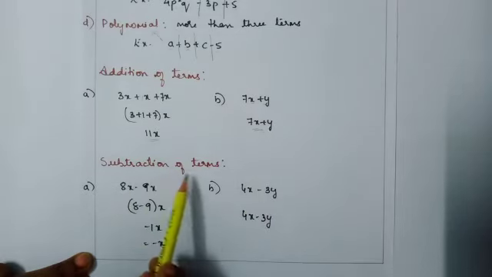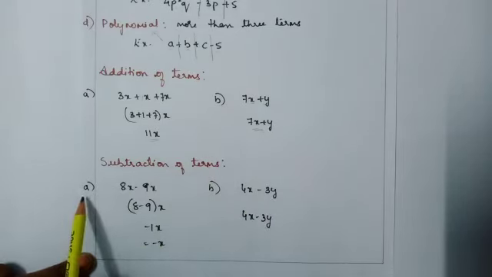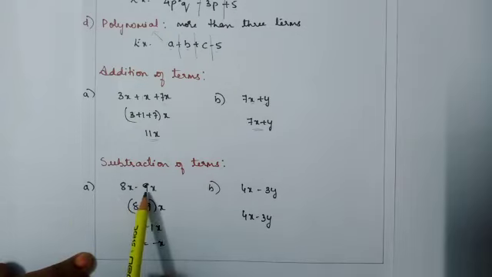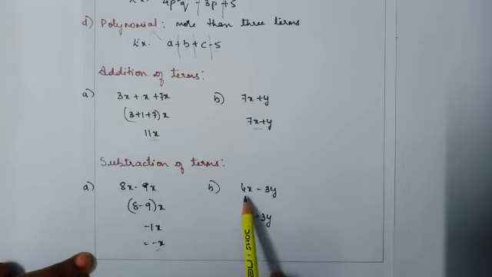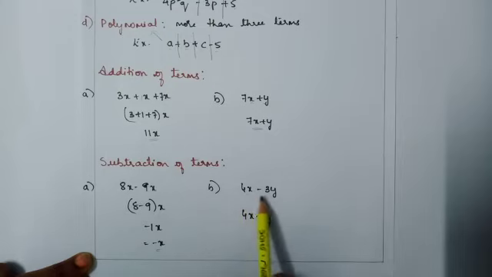Next one, subtraction of terms. Let us consider the first example. 8x minus 9x. They both are like terms. So take away the numerical coefficients with the sign. 8 minus 9. Keep the common algebraic coefficient. 8 minus 9 is minus 1. x as it is. So the final answer is minus x. One more example. 4x minus 3y. Here they both are unlike terms. So we can't subtract the numerical coefficient. So what I do? I'll just keep 4x minus 3y as it is.